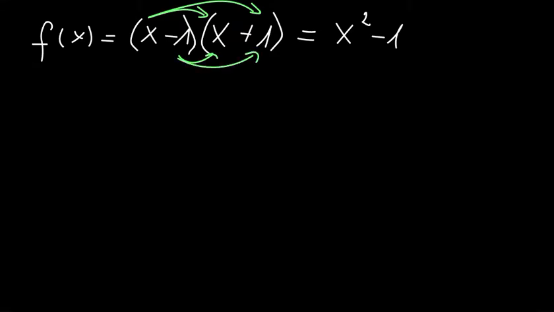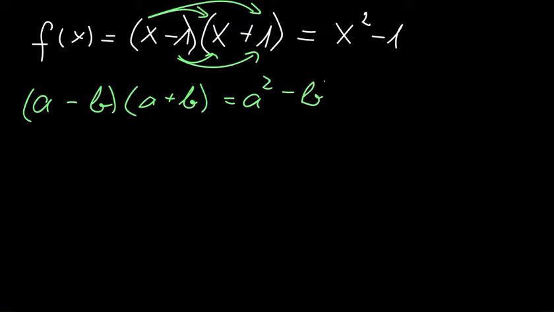Or you can simply apply a formula here. The formula would look like this: a minus b times a plus b is equal to a squared minus b squared. And here's what I did. Now this is not a composite function, but it's very useful to know that you can change these functions so they would be easier to calculate a derivative of. So the derivative of this function would be 2x, just 2x actually, because this will give us 0. Okay, so that's our answer.